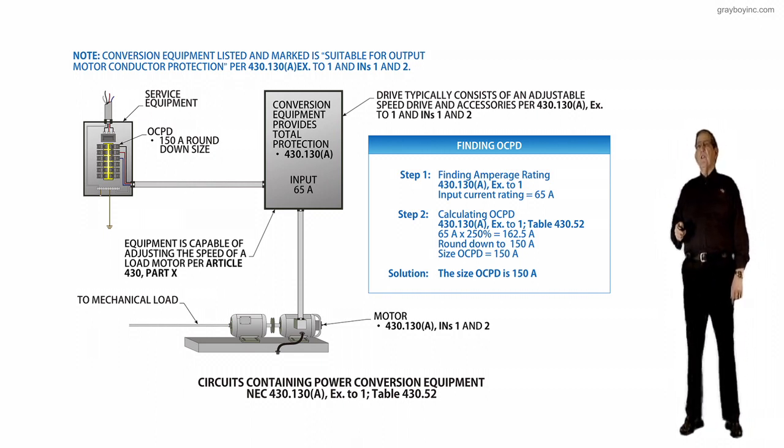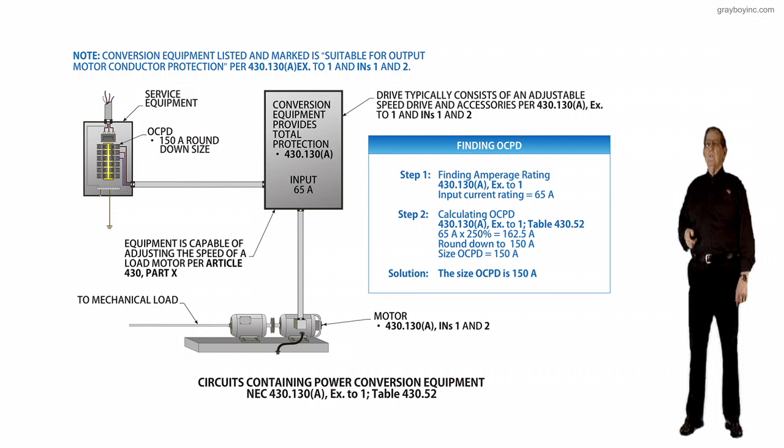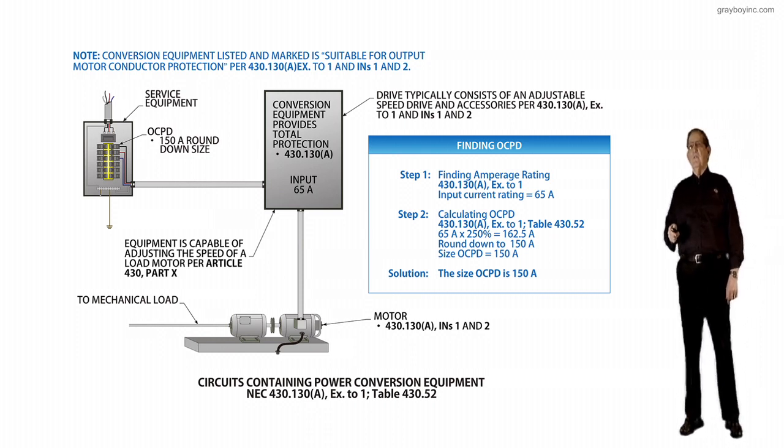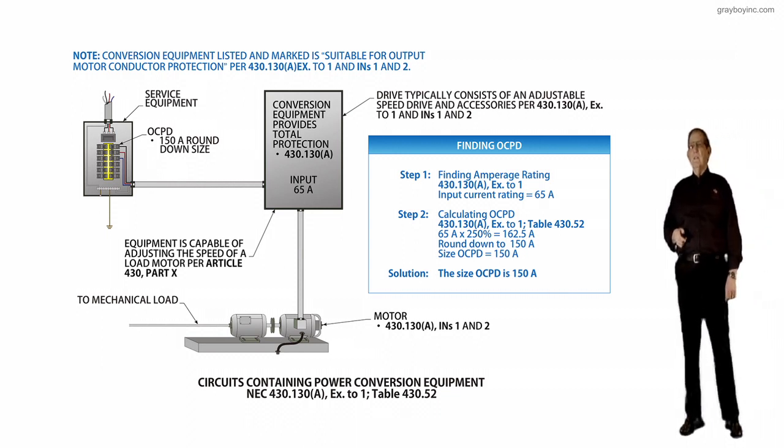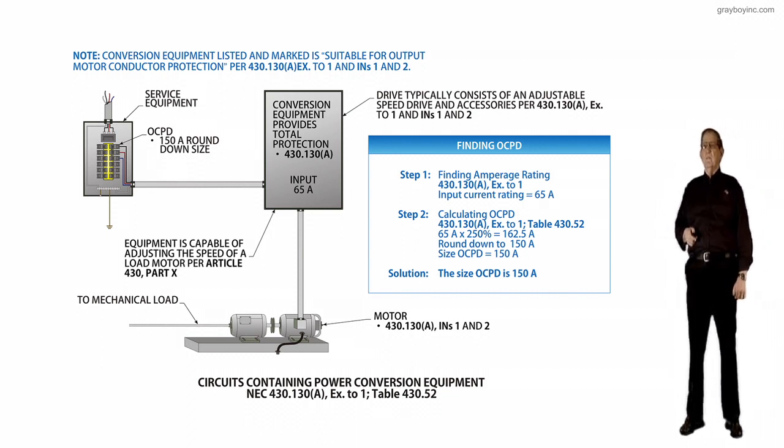So 430.130A, an exception to 1, and table 430.52, we would go to that table and select the 250% times the 65 amp. We come up with 162.5, and we round it down to 150. So the size of the overcurrent device is 150, as you see here at the panel board, where we have a 150 amp round down size that we would review there.